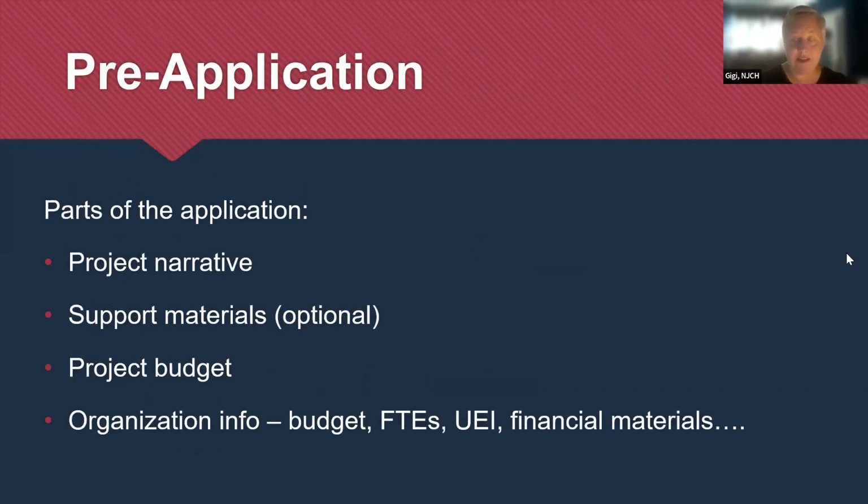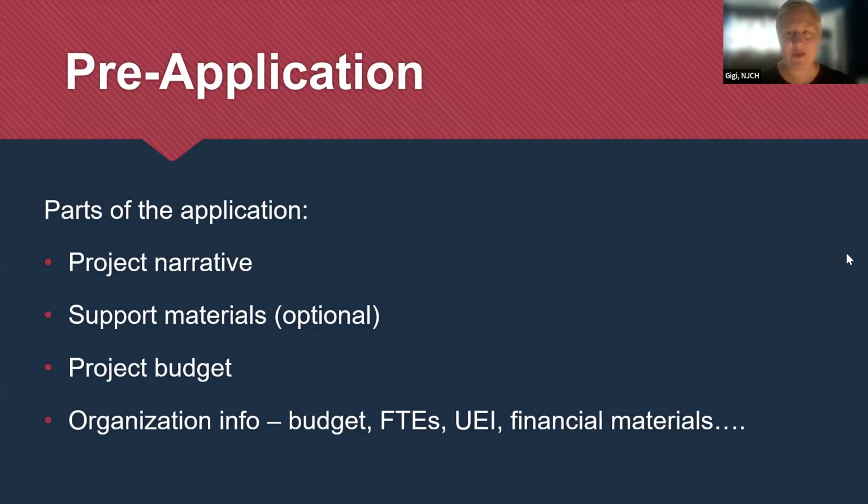There are support materials. The support materials that I'm talking about are the optional support materials. This is an area where if you have additional information that would be helpful to evaluators understanding your project, and that could be anything from a letter of support from a scholar or community member or organization that is involved in your project, to a scope of work or an estimate from an external consultant. It can really be anything. Those are optional. There's your project budget.